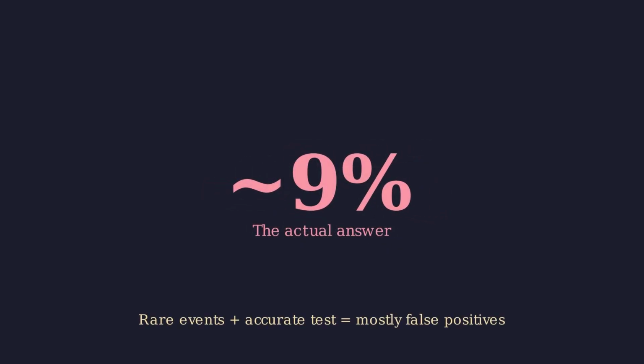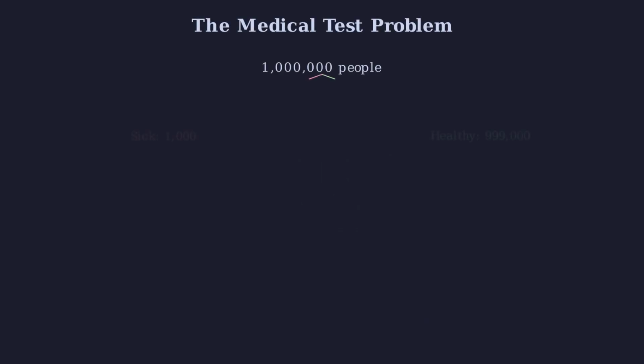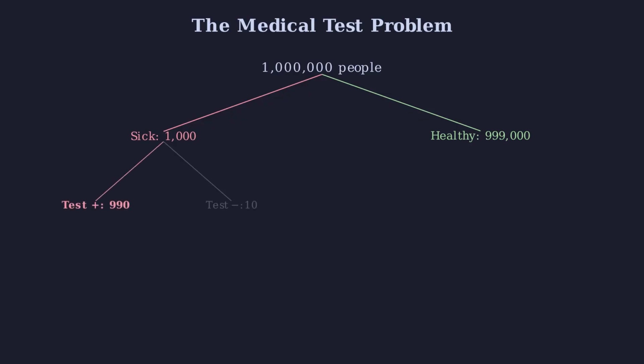Wrong. The answer is about 9%. How is that possible? Let us walk through it. Take 1 million people. 1 in 1,000 has the disease. That is 1,000 sick people and 999,000 healthy people. Of the 1,000 sick people, the test correctly identifies 990 of them. It misses 10. Of the 999,000 healthy people, the test correctly identifies 989,010. But it falsely flags 9,990 as positive.